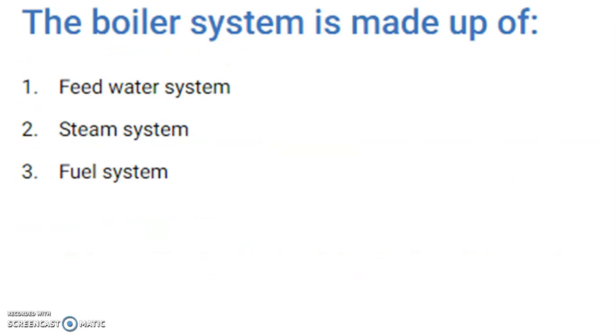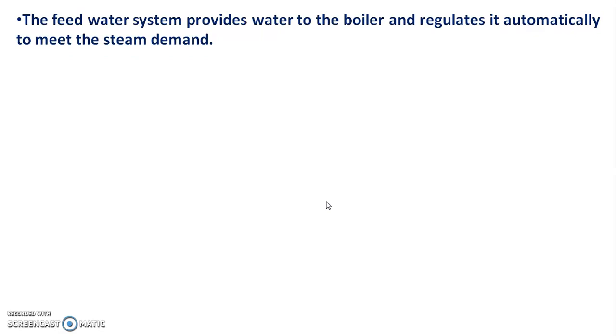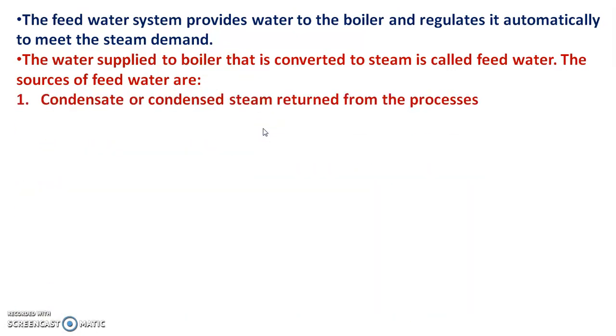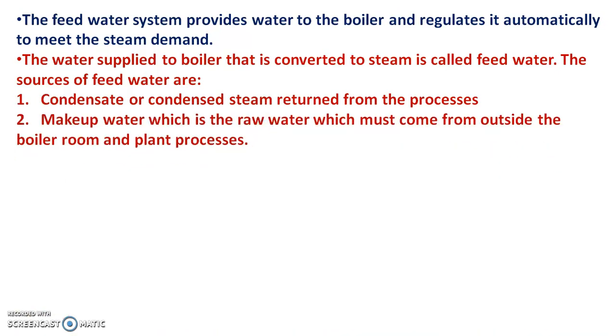The boiler system is made up of 3 components. Number 1 is the feed water system, number 2 is the steam system, and number 3 is the fuel system. The feed water system provides water to the boiler and regulates it automatically to meet the steam demand. The water supplied to the boiler that is converted to steam is called feed water. The sources of feed water are condensate, or condensed steam returned from the process, and makeup water, which is raw water that must come from outside the boiler room and plant process.